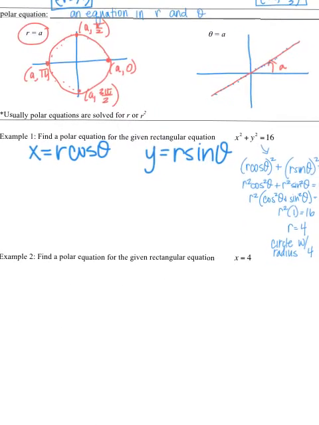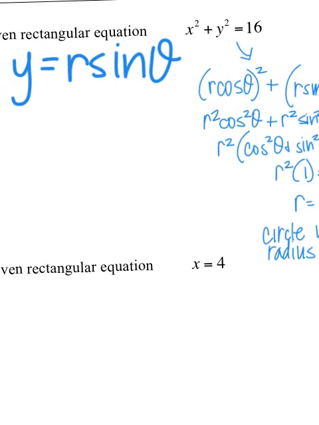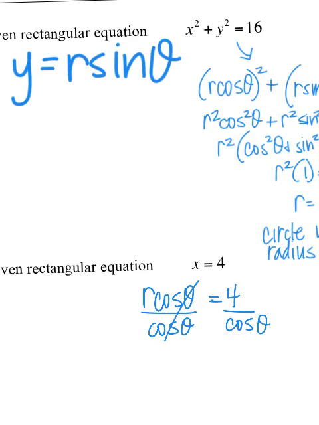So let's try this next one. We want to find a polar equation for the given rectangular equation, and all we're given is that x equals 4. So we know that this is in rectangular coordinates, we know that it is a vertical line right here. So let's replace x with r times the cosine of theta. And again, we want to solve for r, so we're going to divide by cosine of theta. So we get r equals 4 times the secant of theta. So this would give us that same vertical line that we just graphed over there.